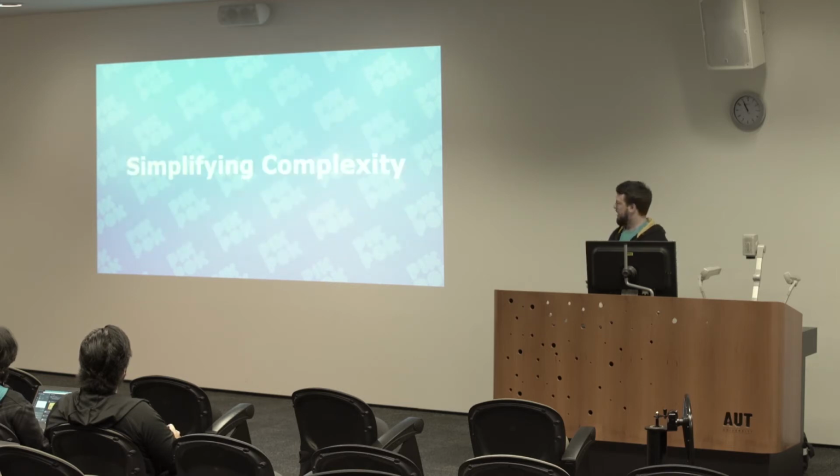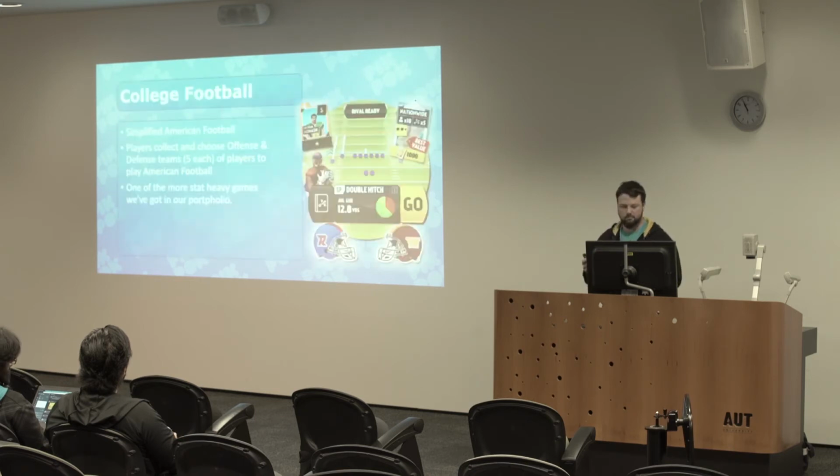So my second story is simplifying complexity. Rival Stars College Football is a simplified American football game. Players collect athletes which they put onto their team and go play American football by choosing plays. As we wanted to focus this on an audience that might be into fantasy football, this game is much more stats heavy than most of the other games.